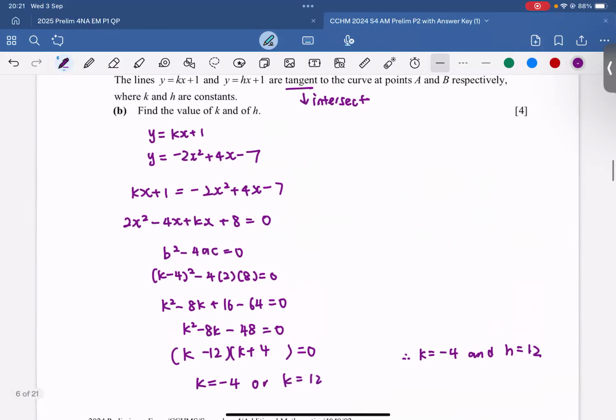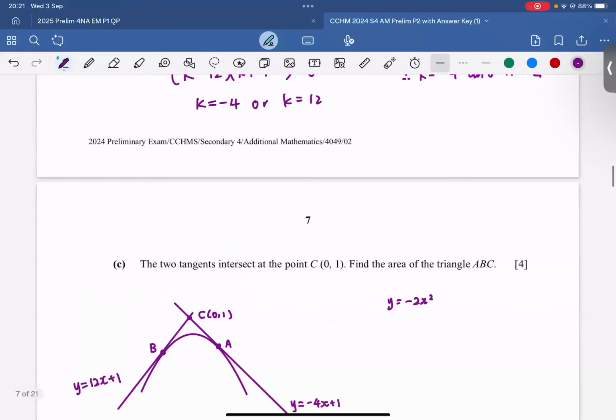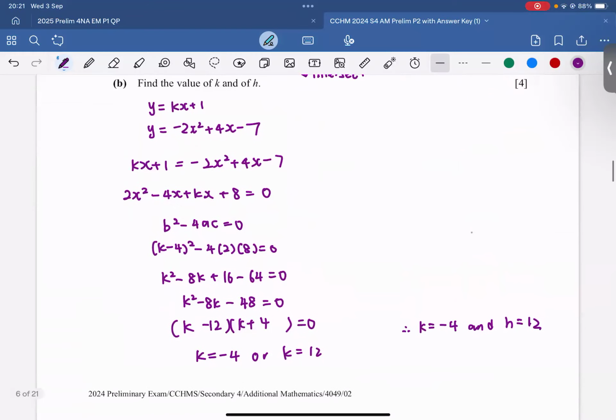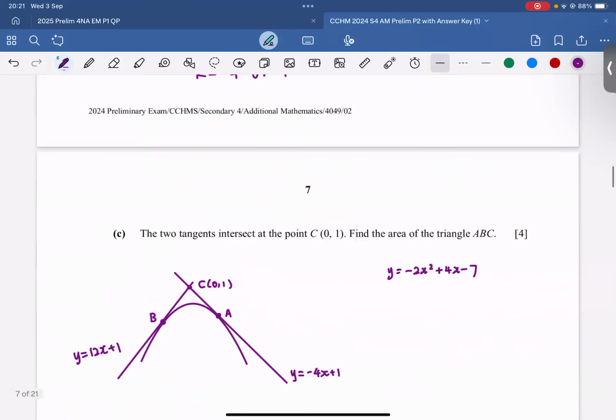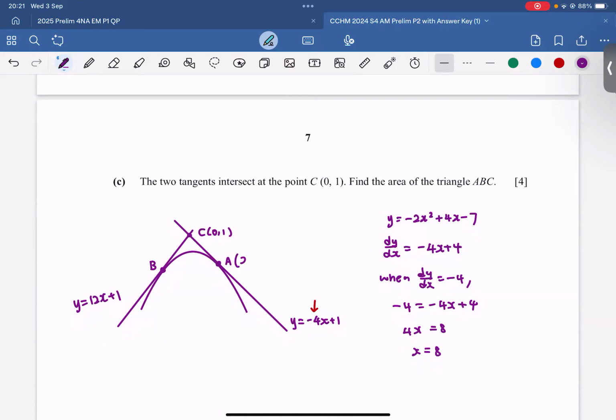So you have y equals to negative 2x squared plus 4x minus 7. So I do dy dx to find the gradient, minus 4x plus 4. So we can see that, oh, this line, the gradient is actually minus 4. So now I go and find my x. So when dy dx equals to minus 4, minus 4 equals to minus 4x plus 4. 4x equals to 8, x equals to 2. So this tells me that the x coordinate at A is actually 2.